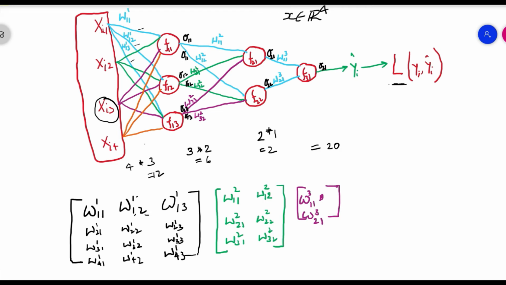This weight represents the weight on the edge that is going as input to the output layer, that is the third layer, first activation function from the second activation function of hidden layer 2. So in total we have 12 plus 6 plus 2, that is 20 weights.